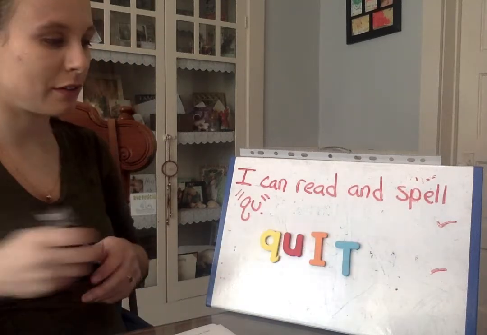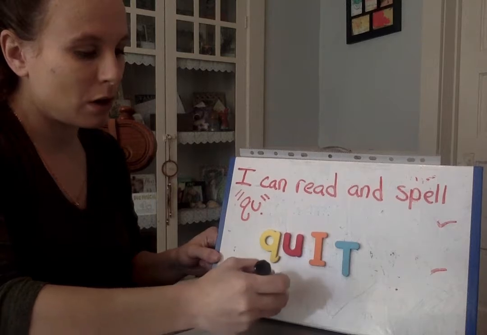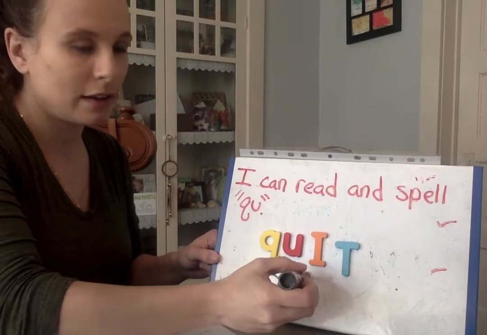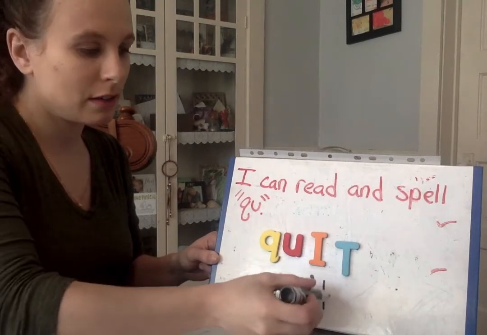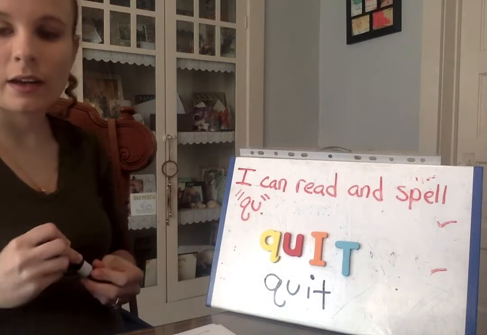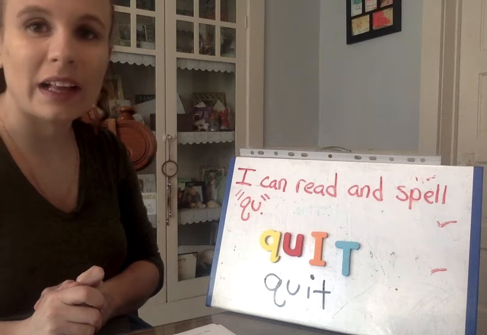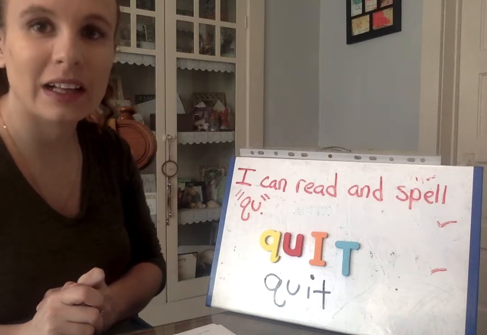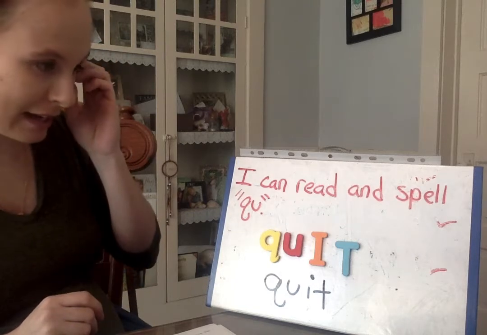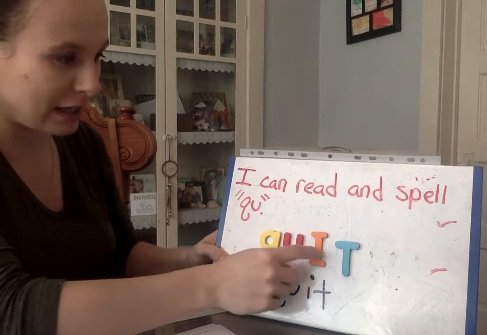Quit. Now if I was going to write this, qua, it. Quit. All right, now we're going to change. So we're going to add another word. Our next word is going to be quilt. Quilt. All right, so we're adding a sound. We have quilt.